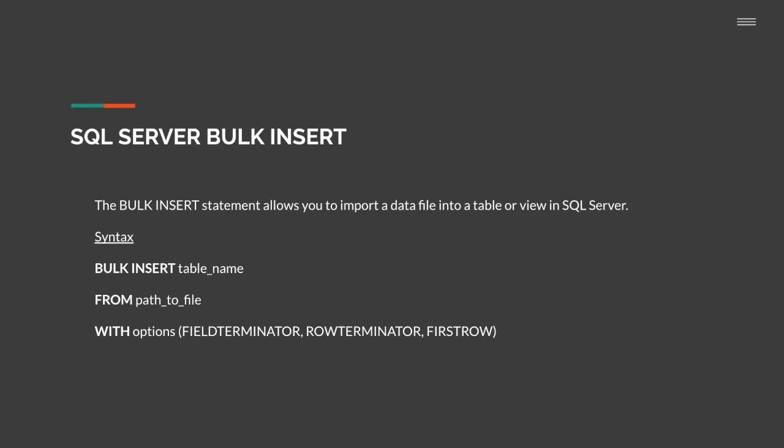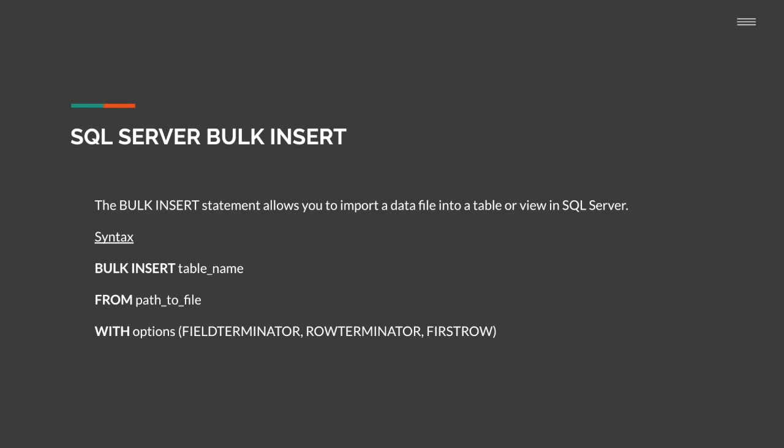The field terminator is used to indicate what separates one record from another to be placed in different columns within the table, and the row terminator identifies when a new row within the table will be created based off of the data provided, and then the first row specifies what is seen as the first row within the table or within the file.